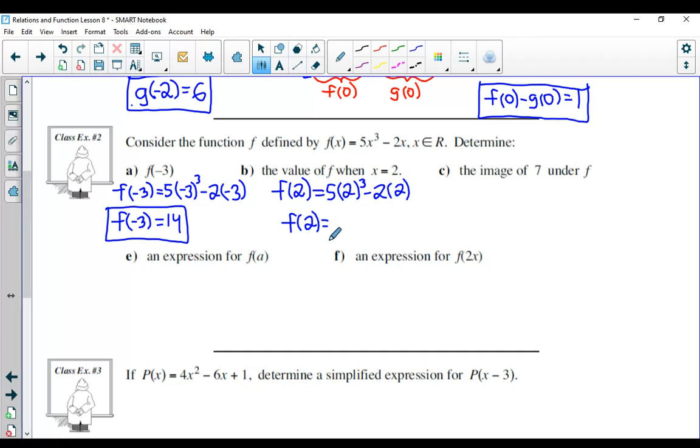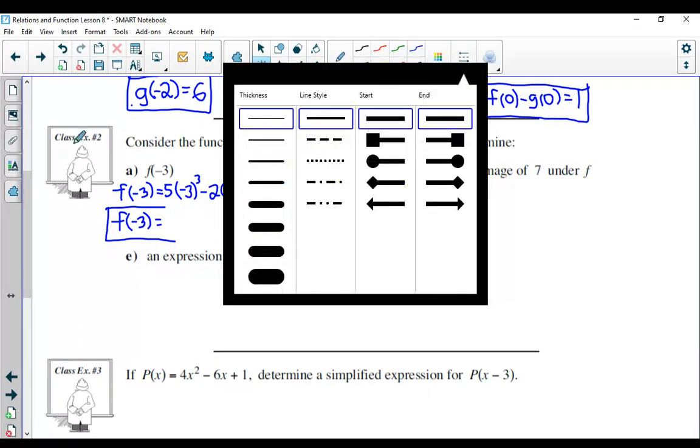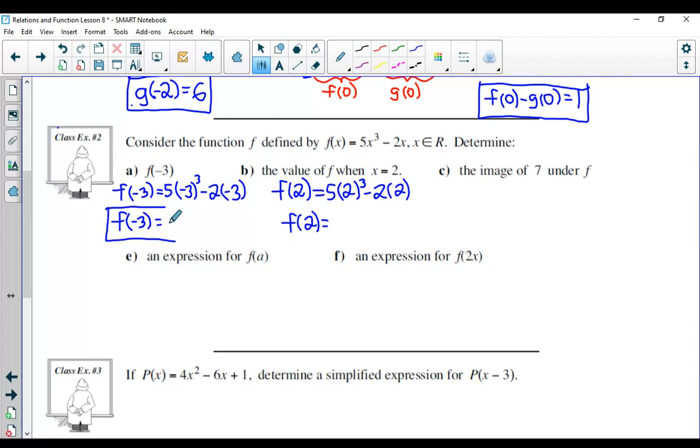Sorry, I realize this should not be positive 14 here. I was looking at the previous example. Maybe I should have done the order of operations. This should be negative 129. There we go. Just a quick little fix there. Okay, f of 2, if you plug that in, that would be 36.